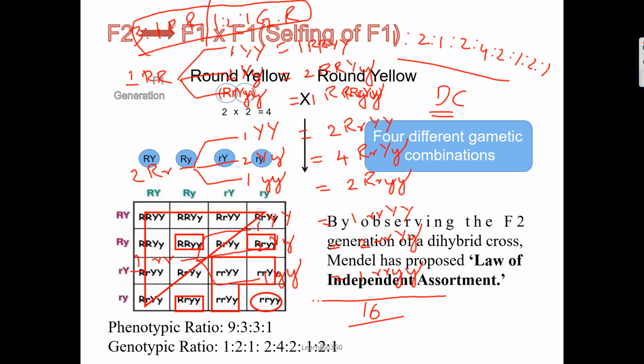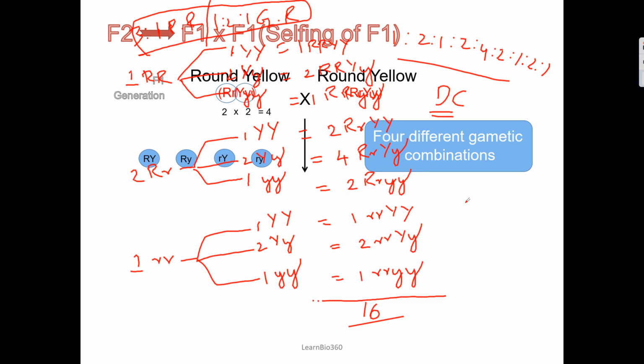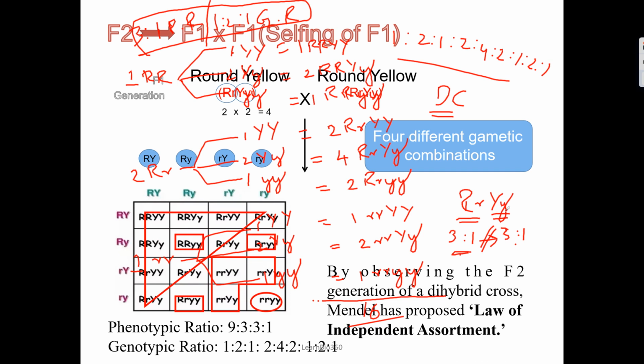So within a plant, these both characters we are studying simultaneously, but while getting transferred from one generation to the next, this is following the 3:1 pattern, and this is also following the 3:1 pattern. So this character, even though it is going in association with the other character, they are not getting influenced in any way. There is no domination or any other influence. That is what he is explaining in the law of independent assortment.